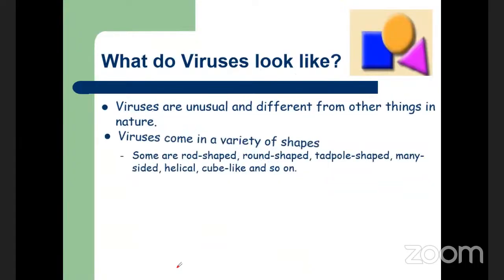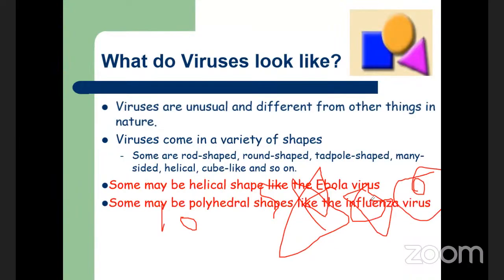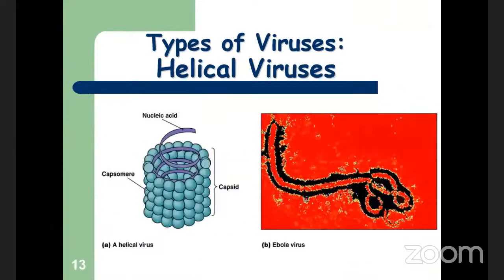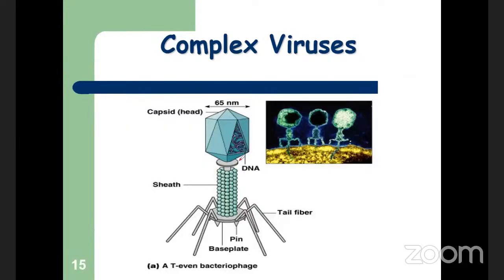See, viruses are different from other things in nature. Various shapes are there: rod shape, round shape, tadpole shape, many-sided, helical, cuboid, cube-like structures, and so on. Helical shape is seen in Ebola, polyhedral shape in influenza, complex shape in bacteriophage. You see helical viruses like the tobacco mosaic virus, the Ebola virus, polyhedral viruses with multiple angles, and the tadpole shape of bacteriophages.